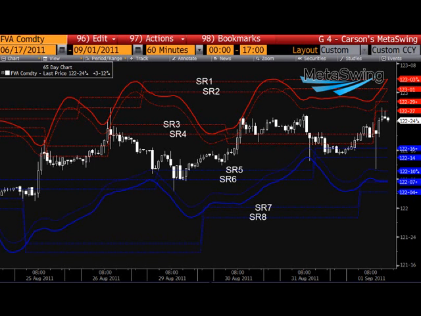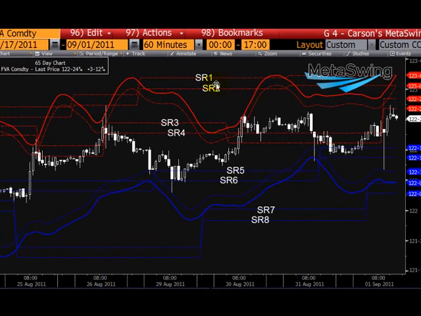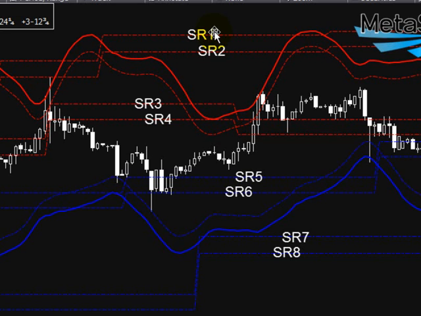And here we have the U.S. Treasury Note 5-year. We're zoomed into a 60-minute chart, and we're going to talk a little bit about the SR lines. These are support and resistance lines that are projected based off of volatility. For the ease of convention, they're labeled SR, which stands for support and resistance, and they're numerical 1 through 8.